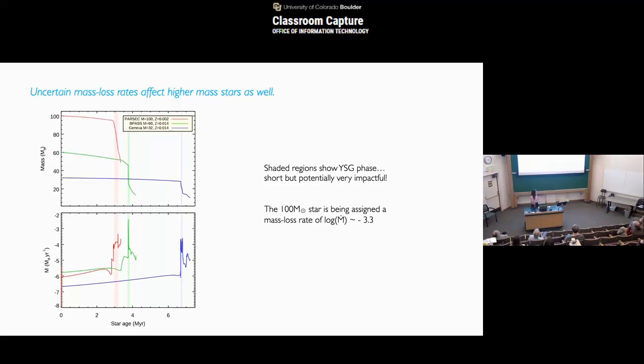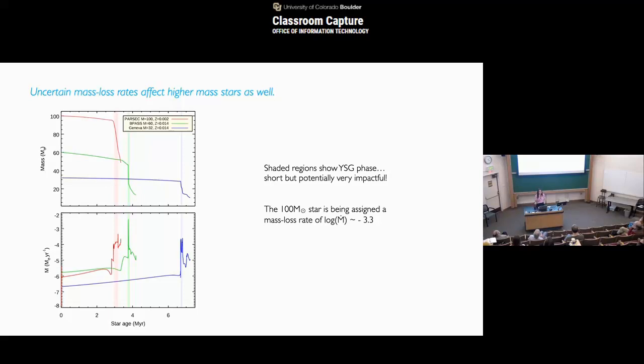So if you look at the red line here, this is a 100 solar mass star in a PARSEC model, and you can see that through that very, very short yellow supergiant phase, it somehow has 30 solar masses of material ripped off because of the extrapolation of this prescription. And it actually ends up hitting mass loss rates of a log Mdot of like minus 3.3. That is far, far higher than anything we've ever seen for any yellow supergiant or red supergiant. It's not anything that's been observed, but these models all have it in.